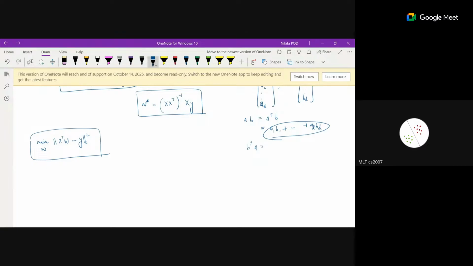So the question now is, where does this W star lie? Or what does it mean to say that W star is XX transpose inverse XY?